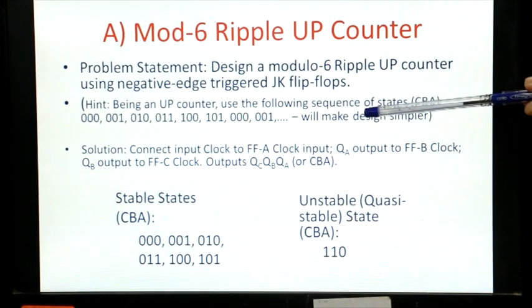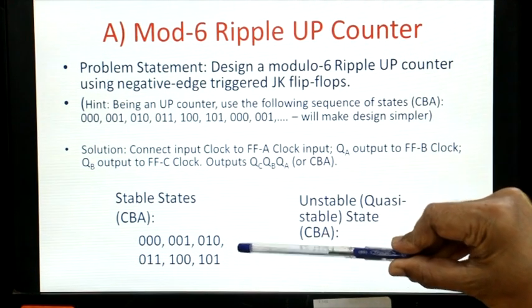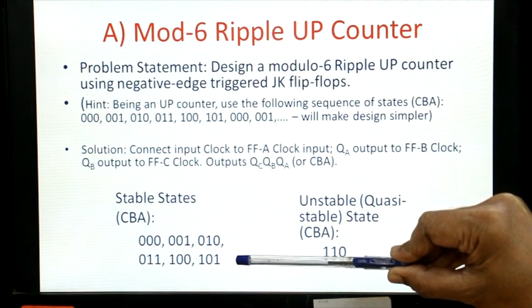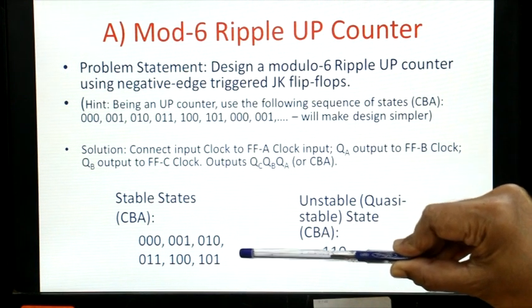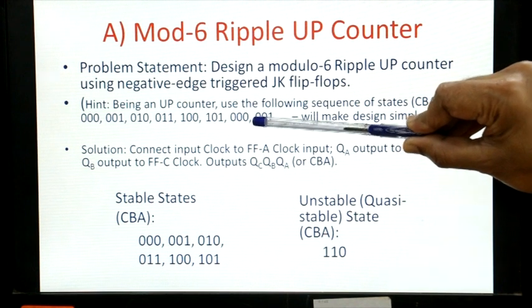So you would have 6 stable states. We would go all the way from 0, 0, 0, 0, 0, 1, 0, 1, 0, 0, 1, 1, 1, 0, 0 and 1, 0, 1. Now automatically at the next clock you would go to what is called the unstable state or the quasi-stable state, which is 1, 1, 0. Once this state comes, what we do in a ripple counter or an asynchronous counter is decode this particular one and clear it so that it comes back to 0, and it goes on and on.